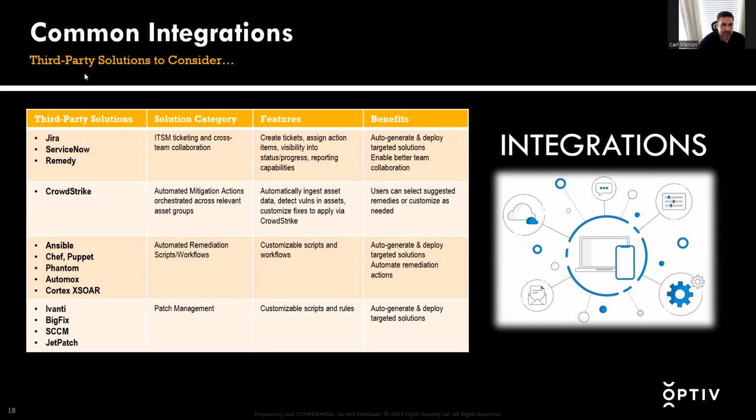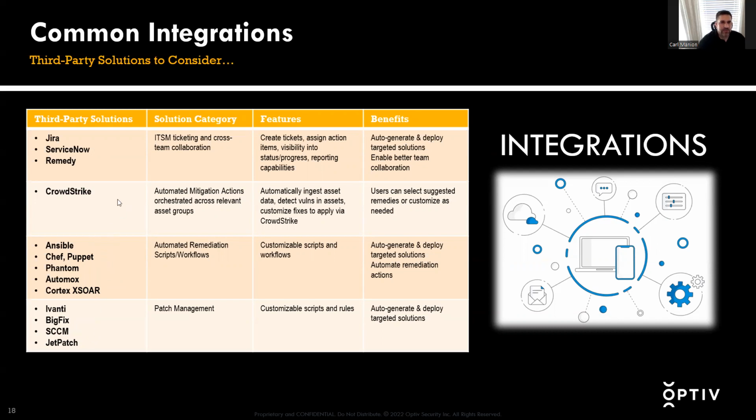I mentioned automation has a lot to do with the workflows and automating and orchestrating workflows. So typically systems like Jira, ServiceNow, again, Remedy come into play, but also things like Ansible, Chef, Puppet, Phantom, Automox, those can all be used as well. And the patch management solutions obviously also factor in. They can be integrated in with your machine learning platform.